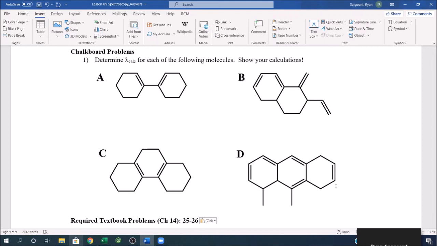Post your answers on the discussion board, and hopefully you learn quite a bit more in doing these practice problems.